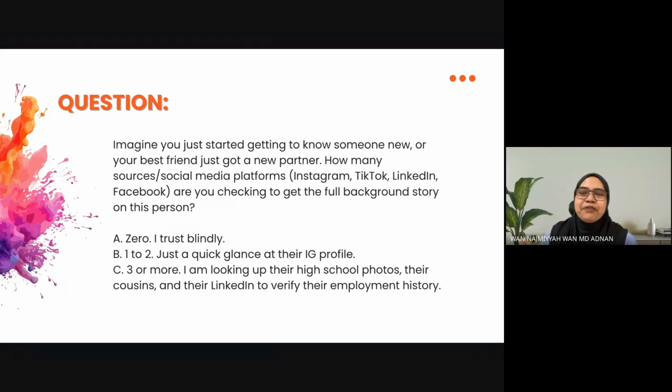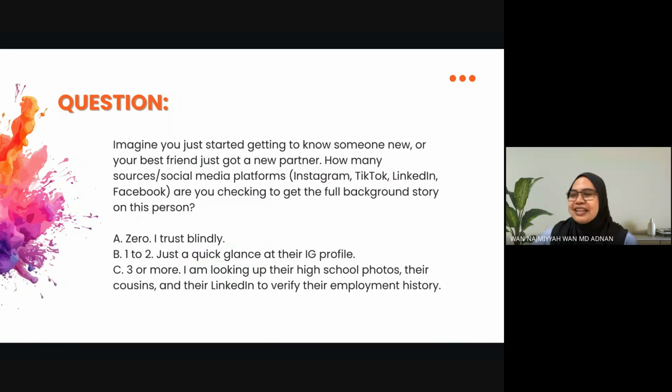Okay, if your answer is A, can you put down your answer in the chat box? Like, you do not check at all, you just trust blindly, you put an A. If your answer is B, you just check one or two social media platforms, just a quick glance at their IG profile, you give your answer B. And you write down a C if you probably stalk a little bit more than two platforms, 3 or more, like you are looking up their high school photos, their cousins, their LinkedIn to verify the employment history. Can you answer with a C? Can you give your answer in the chat box?